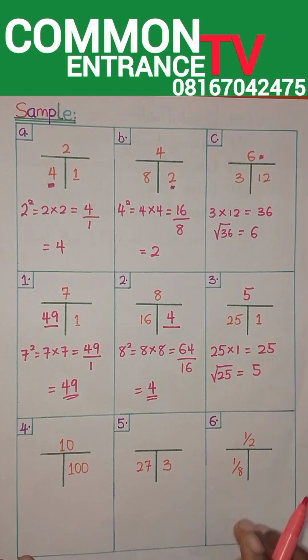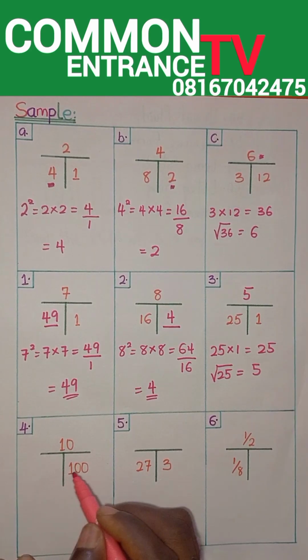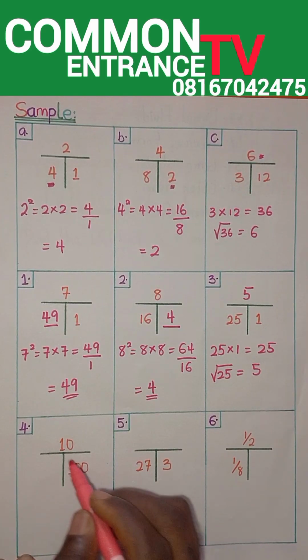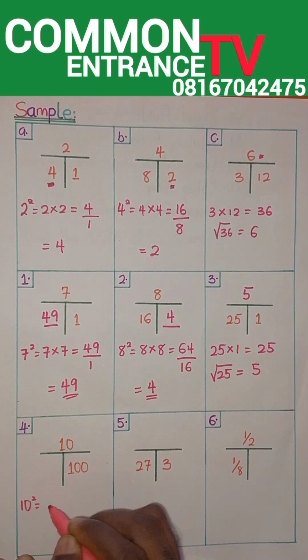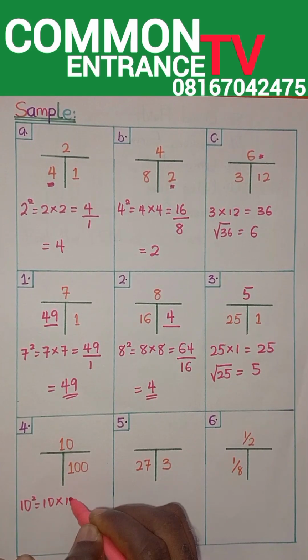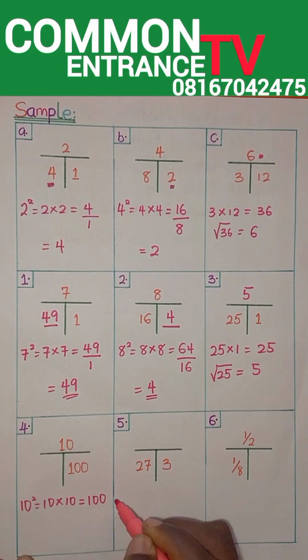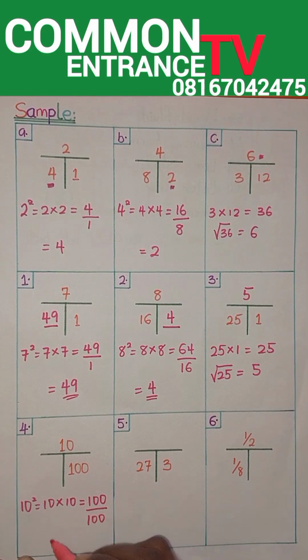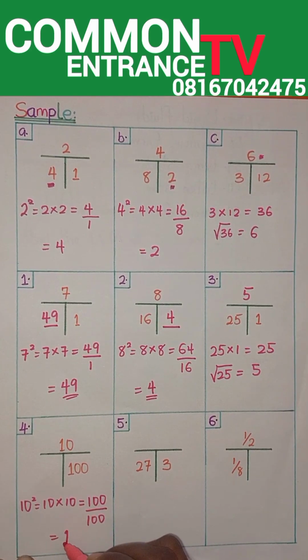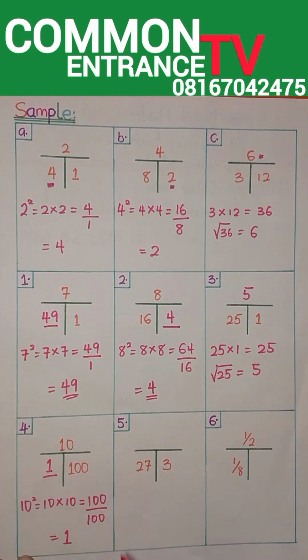Let's look at the next question. We have this value missing. So what we do is we find the square of 10. 10 square is 10 times 10, which will give us 100. And then we'll divide by this value. 100 divided by 100 will give us 1. So the number here must be 1.